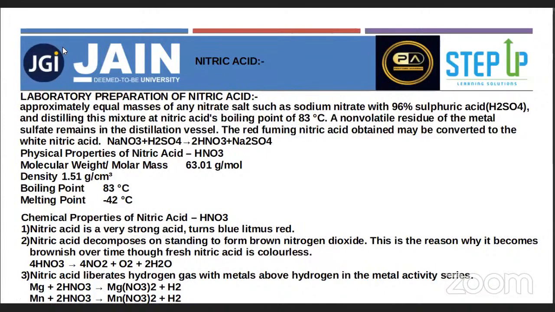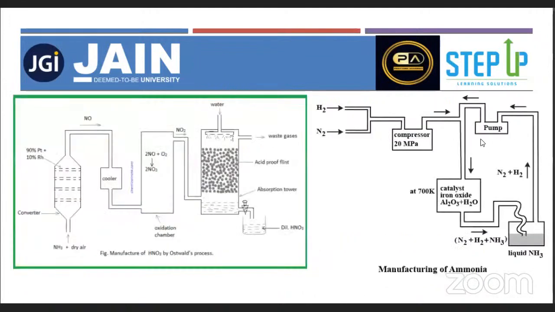So group 15, you have to know about ammonia and nitric acid. We have to remember the lab preparation, but in the industrial area, HNO3 is produced by Ostwald's process, and ammonia is produced by what? This is produced by Haber's process.